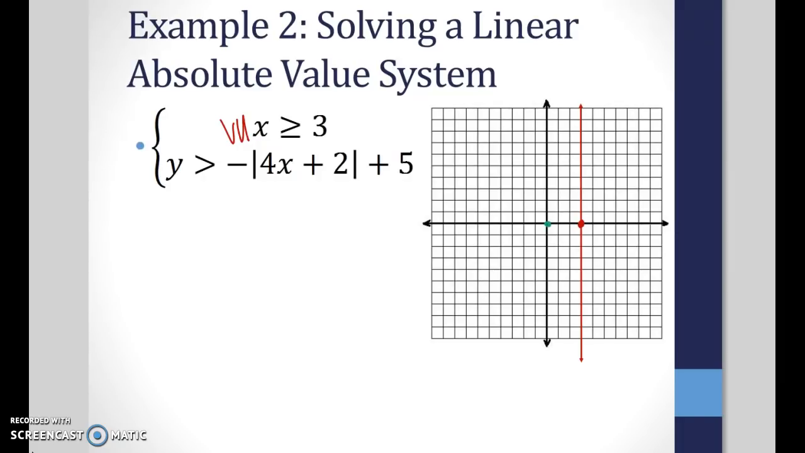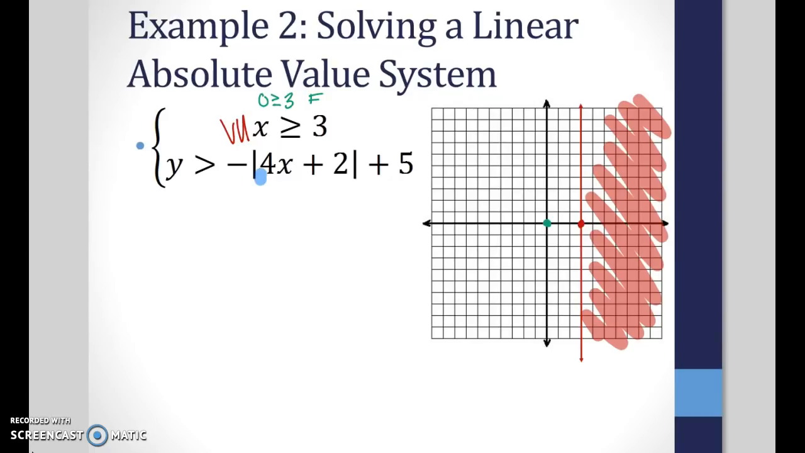So I'm going to use my test point, (0, 0), my favorite. So is 0 greater than or equal to 3? Absolutely not. That is false, meaning we want to shade on the other side. So we will be shading to the right of that vertical line. Looking at the absolute value down below, notice that the slope is not 1, so you cannot use the left, right, up, down translation method.